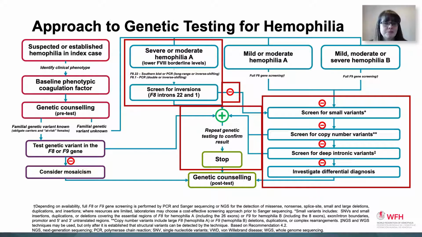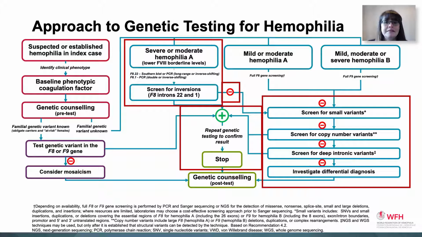If we don't find a small variant in these patients, then we will go on to look for copy number variants. And we can do this by a variety of gene dosage techniques. And I'll come on to talking about techniques in a moment. If we find a copy number variant in these patients, then again, we'll be able to go on and confirm those and then report those results back. The copy number variants are looking for large deletions or duplications in the factor VIII gene.